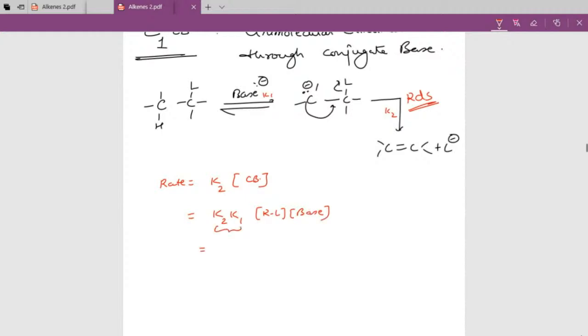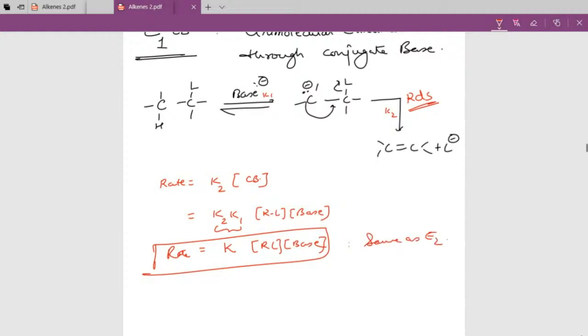Now these two together will generate some new constant. So this is the rate. It is unimolecular, but it is a second order reaction. This is the same as the E2 rate equation. So by simple kinetics measurement, I cannot say whether the reaction is E1CB or E2. Is it E2 Hoffman or is it E1CB? It is difficult to clarify.